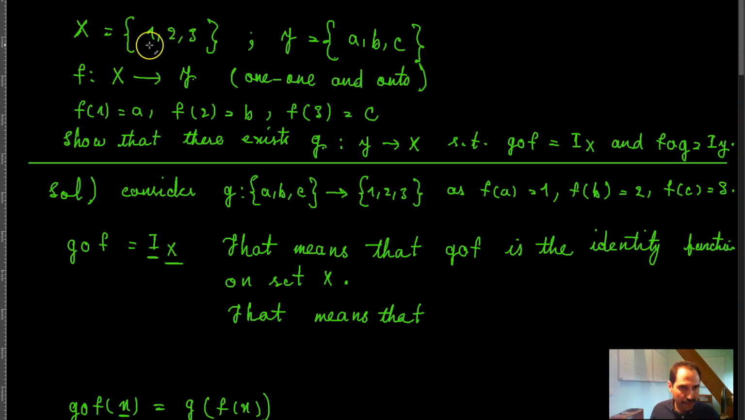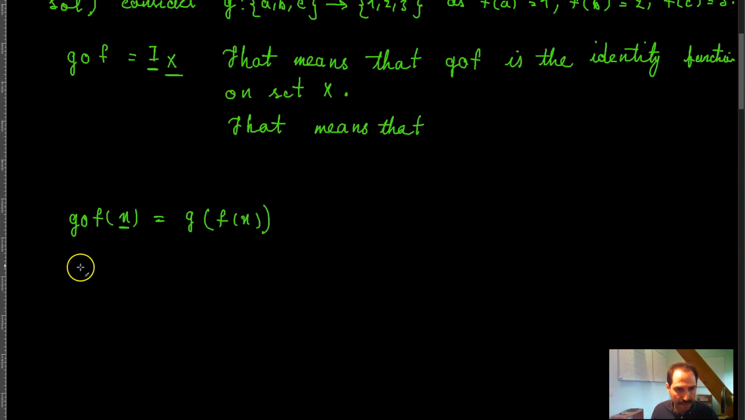Meaning that if I calculate, for example, f of 1 here, f of 1 gives me a, or f of 2 gives me b, or f of 3 gives me c. That means that f of 1 gives me a, f of 2 gives me b, and f of 3 gives me c. That's what function f does.